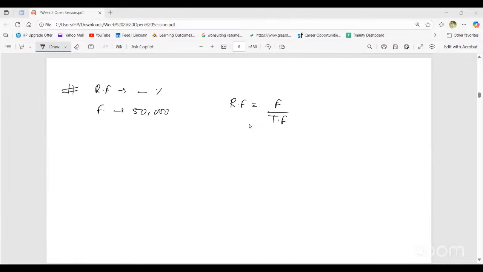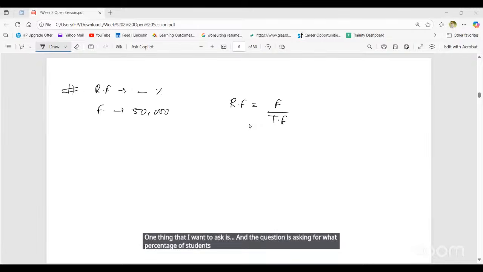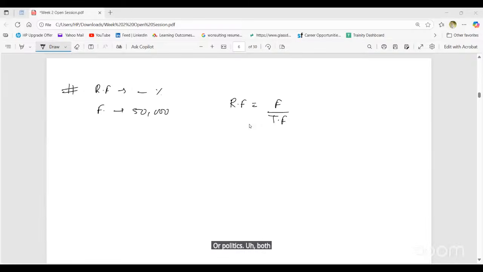Okay, ma'am. One thing, ma'am, I want to ask. The question is asking for what percentage of students have chosen biology or politics. Both streams have a percentage of 10%, biology as well as politics. And there is the word "or" between biology and politics. The options for the percentage are 10%, 20%, 25%, 30%. I think the right option should be 10% because the "or" is there between biology and politics. But the answer is 20%.